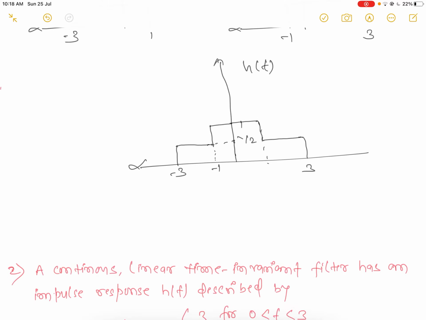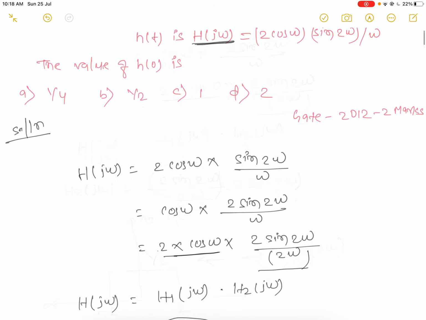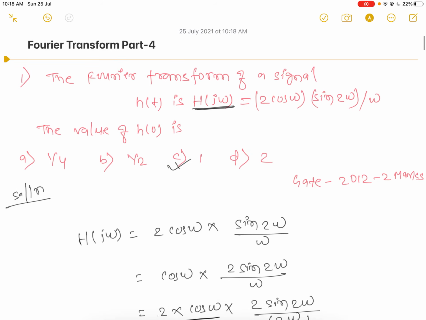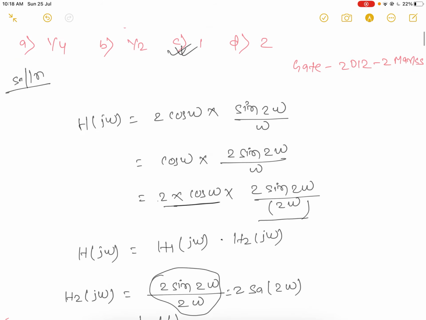Now we have to check h(0). Check it at 0. What is the value? The value is 1. So the answer will be 1, and the right answer will be option C.